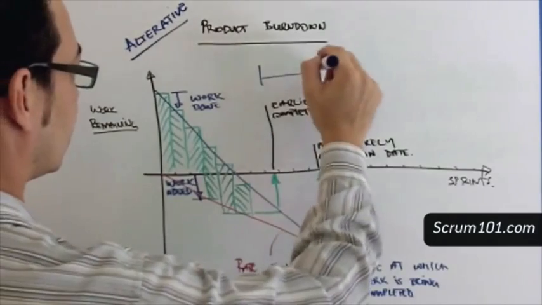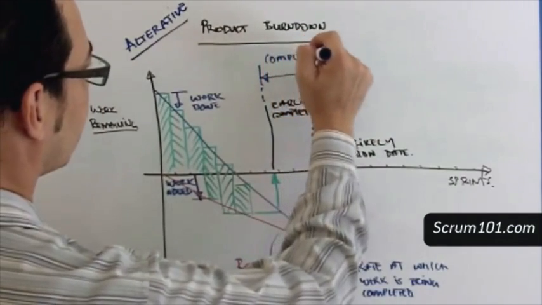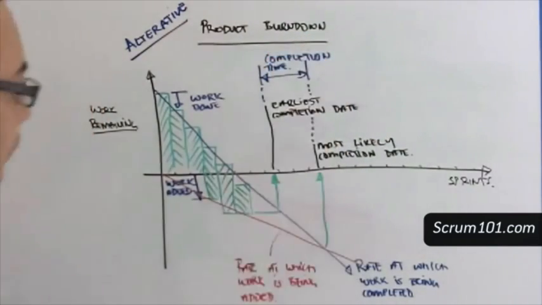It's a useful tool because it shows how the team is progressing, but also illustrates how the product owner's behavior can influence the final completion date of the product.